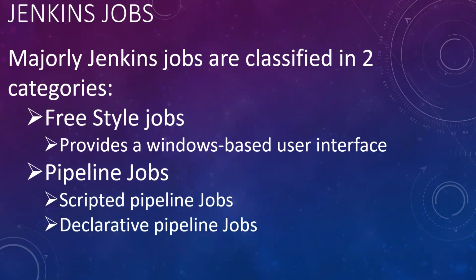Pipeline jobs are mostly scripted jobs, which include a certain level of Groovy domain-specific language coding. Pipeline jobs can be categorized in two different formats. Scripted pipeline jobs are specifically in Groovy DSL, which takes the entire syntax of Groovy DSL, but declarative pipeline jobs utilize an extension of Groovy DSL. Not exactly the way we do in Groovy DSL, but it's an extension of Groovy DSL.